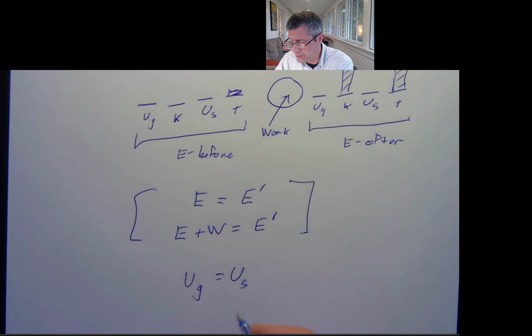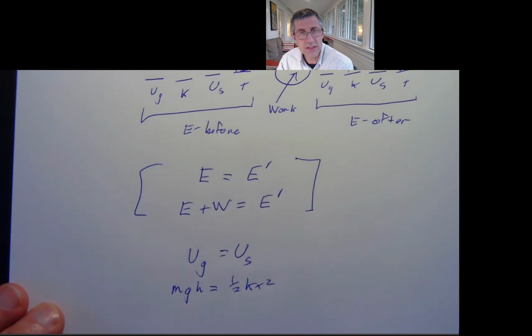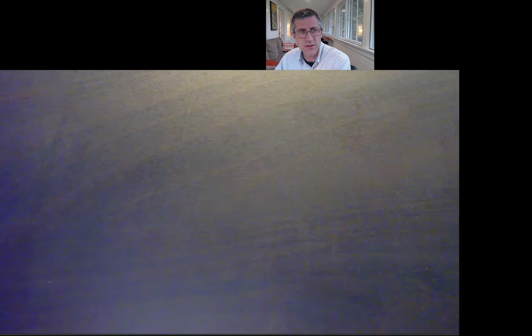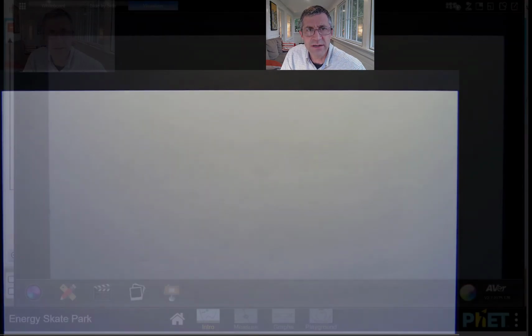So we'll end up with a whole bunch, right? So this one, if I'm close to the surface of the Earth, mgh is going to be 1/2 kx squared. And then I can solve for whatever is missing. Right. Let's think about it in terms of a roller coaster. So let's go back to this energy skate park. Where is it? So here it is.